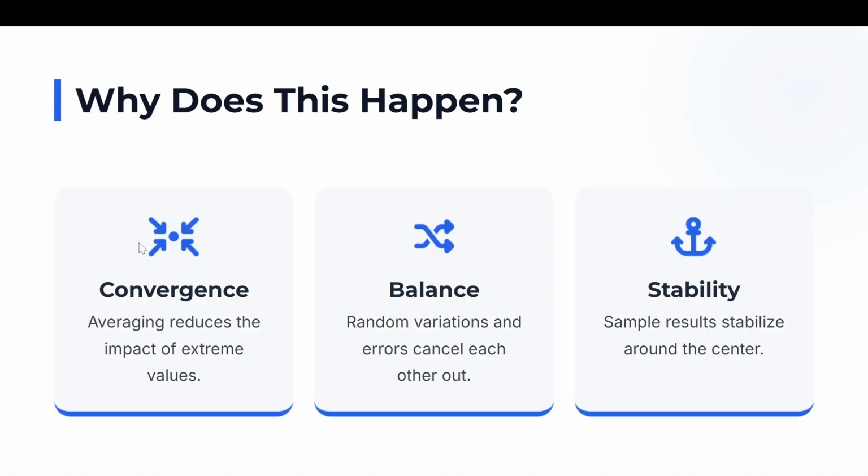Okay, so we know what the central limit theorem says, but why does this happen? Why does this work? It works because when you average the values, extreme highs and lows, also called outliers, cancel each other out, and random variations also balance each other. So the average becomes much more stable and follows a normal pattern.